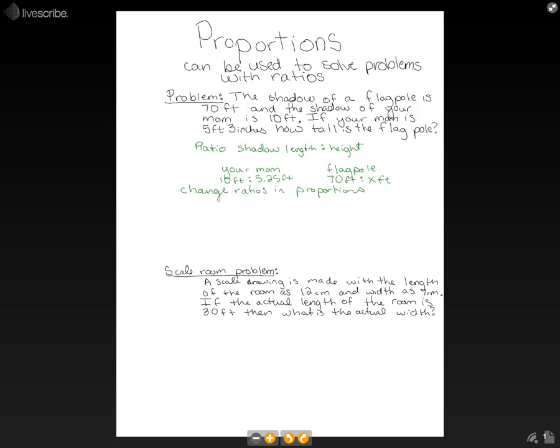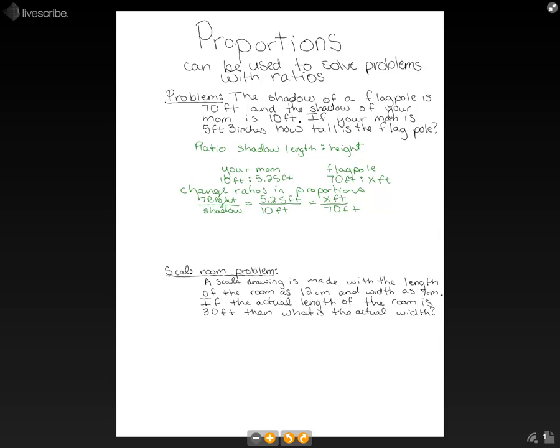So instead of having the shadow length to height ratio, we're going to use height divided by shadow. And we know for the mom that's going to be 5.25 feet divided by 10 feet. But that also has to be the same proportion as the flagpole, which is going to be x feet divided by 70 feet.